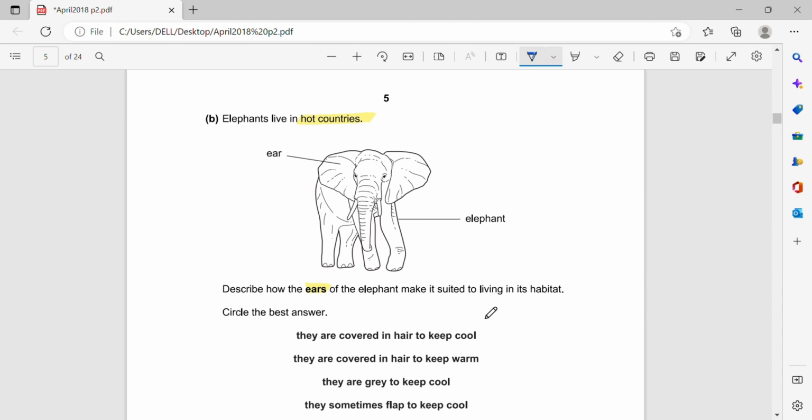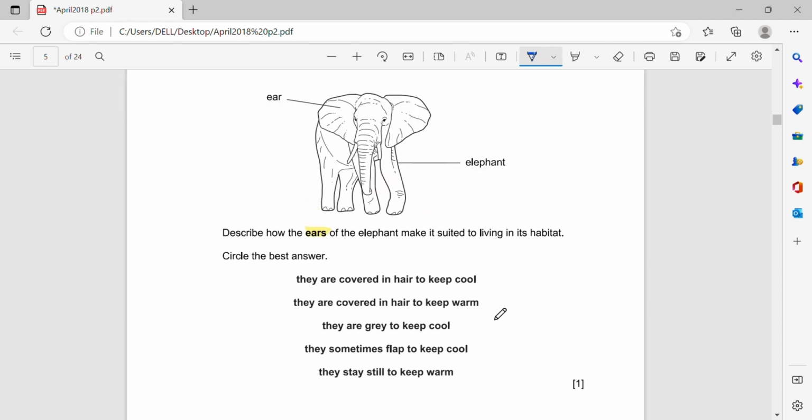Okay, here in hot countries, the elephant needs to feel cool somehow. What can he do with the ears? Is it covered with hair? No. Wrong. Gray? No, the color has nothing to do with keeping cool. They sometimes flap to keep cool. What does the word flap mean? It means to wave like a fan. So this is the correct answer. Or they stay still to keep warm. No. They sometimes flap to keep cool. So there is a movement of the ears, waving like a fan to keep it cool.